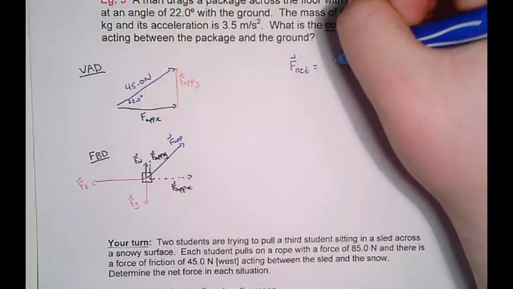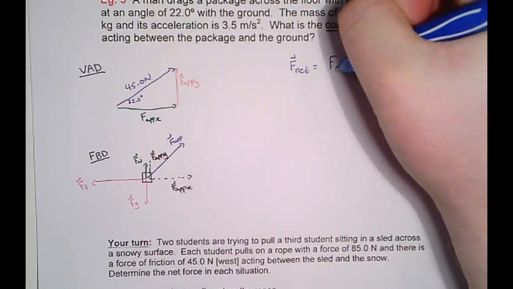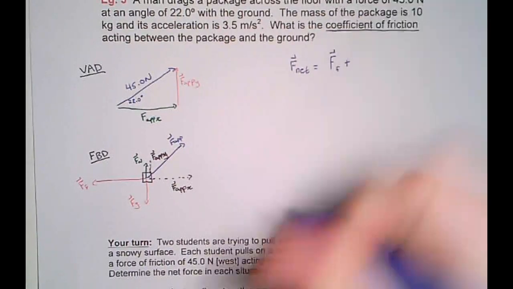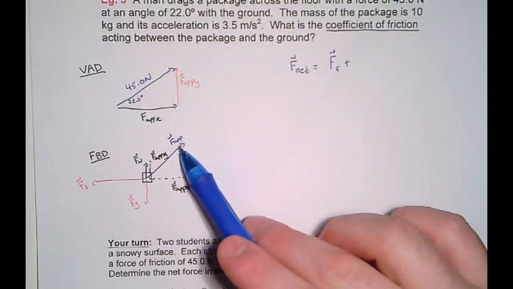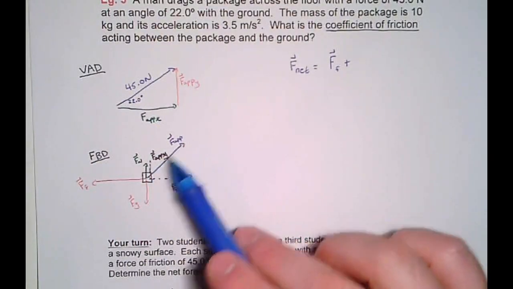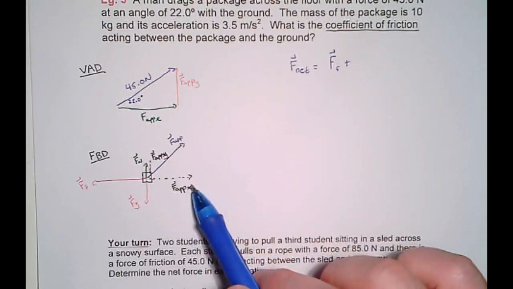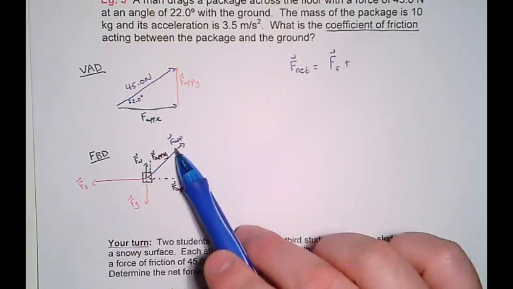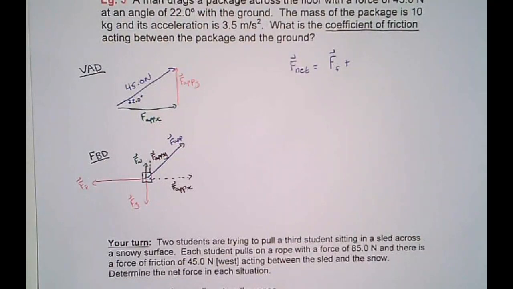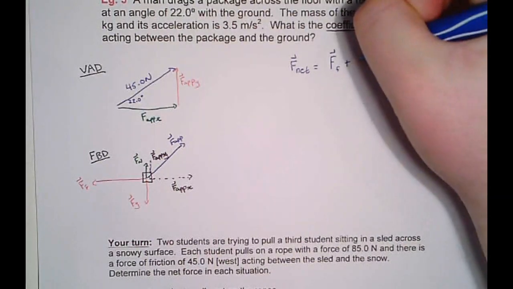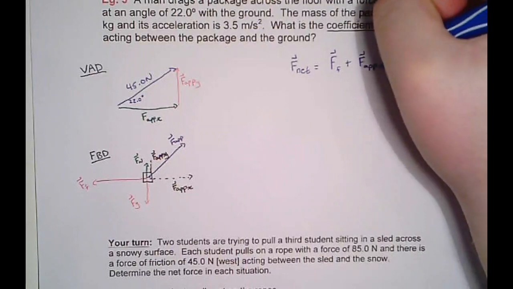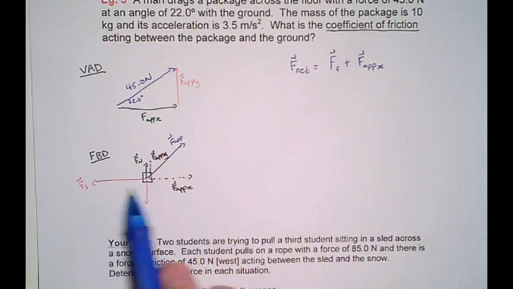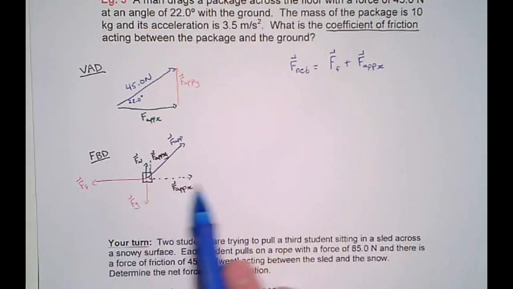What we do include is the force of friction plus just the x component of the applied force. Remember, we've taken this and we've split it into its two components. So now we don't include this. We ignore that being there. That leaves us with the force applied in the x direction. Those are the two forces acting on it in either way.